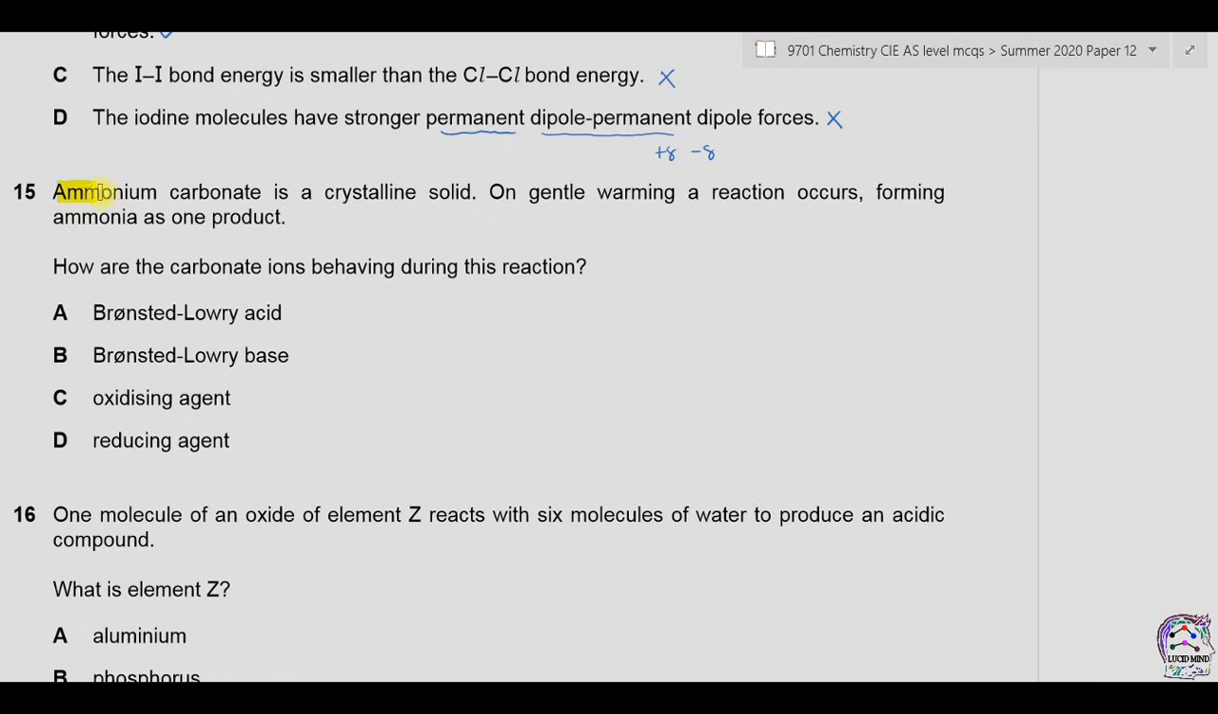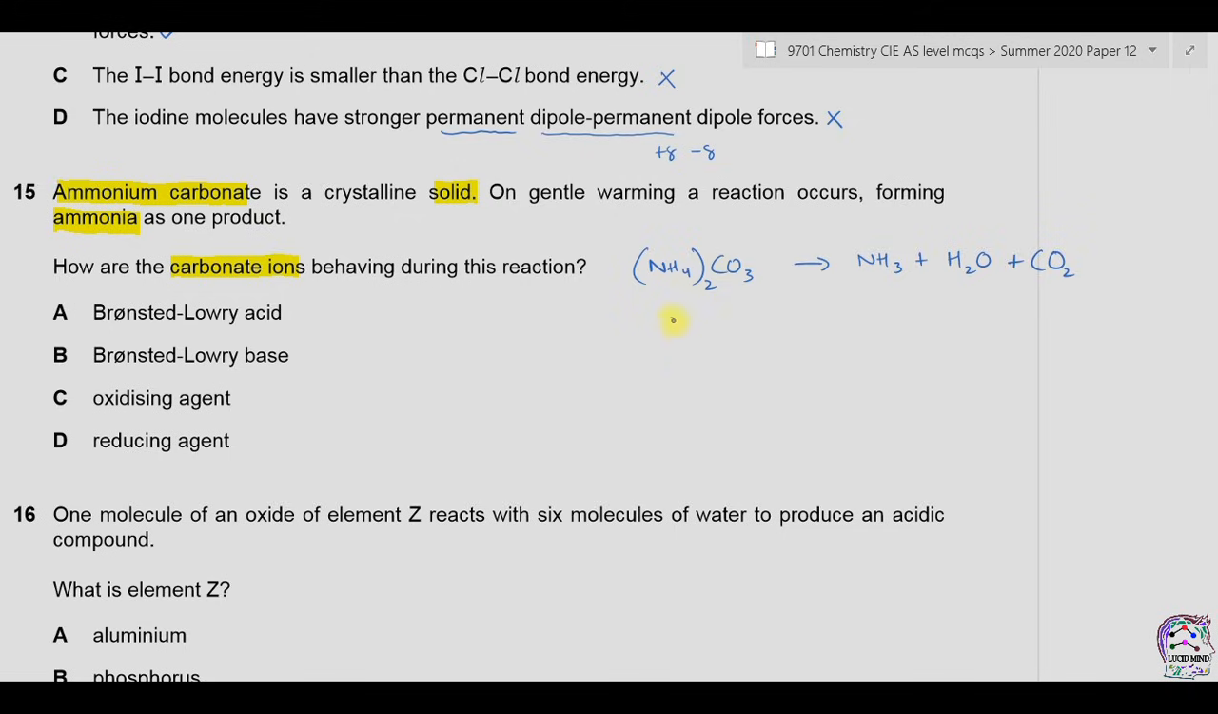Question 15. Ammonium carbonate is a crystalline solid. On gentle warming, a reaction occurs forming ammonia as one of the products. How are the carbonate ions behaving during this reaction? Let's first write the chemical equation for this type of reaction. We have ammonium carbonate. It decomposes to give ammonia, water, and carbon dioxide.